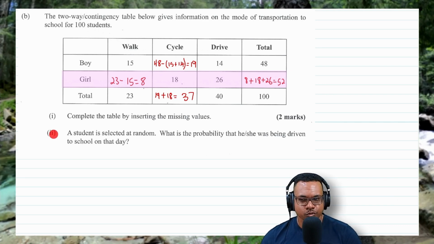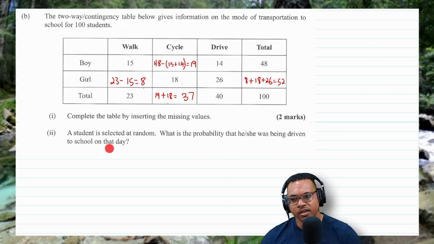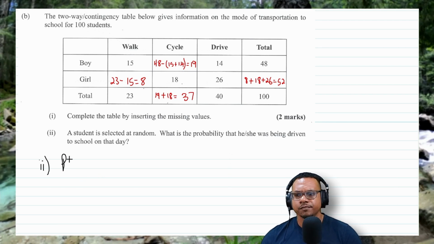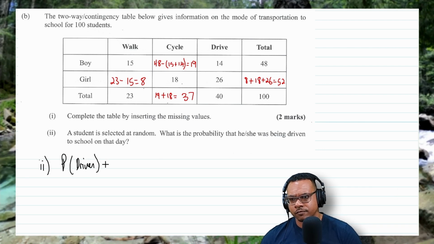So now for part 2, we have a student is selected at random. What is the probability that he or she was being driven to school on that day? So you look to see how many students were driven, and that's 40 students driven out of 100 students. So for part 2, I'm going to put P for probability, and put driven in brackets, is equal to 40 students out of 100 students.